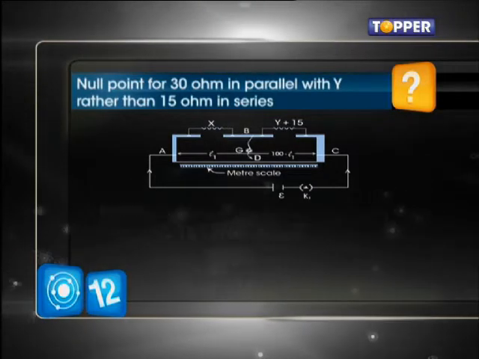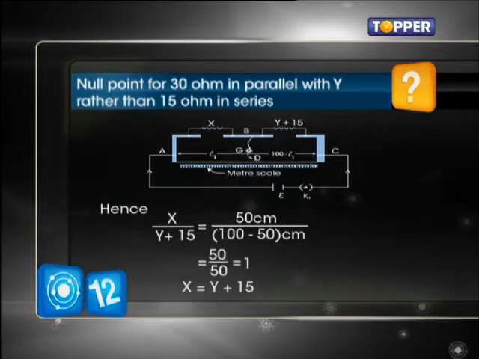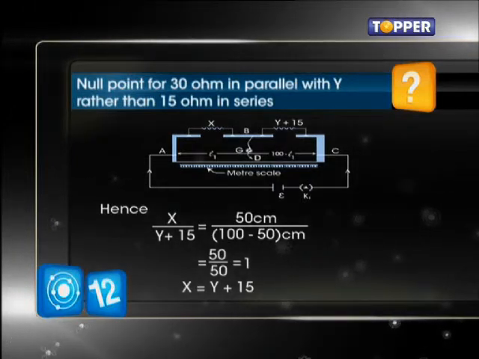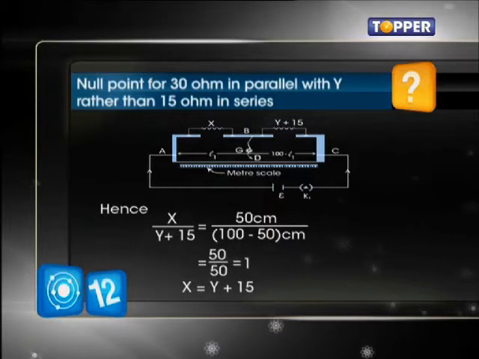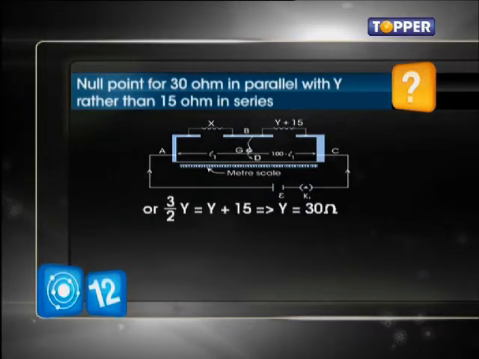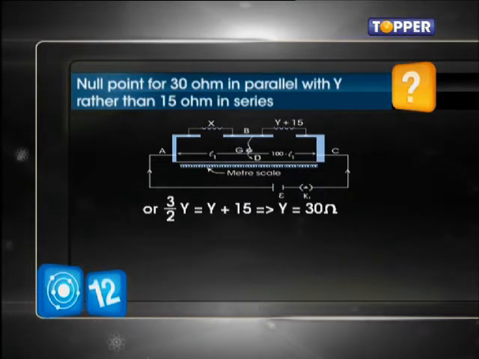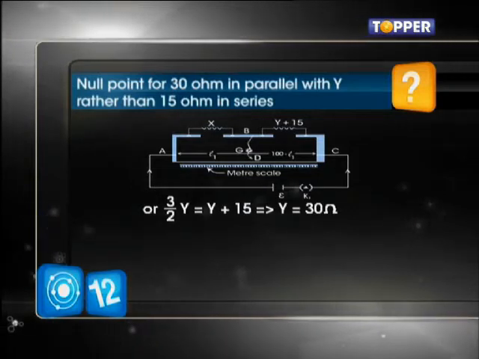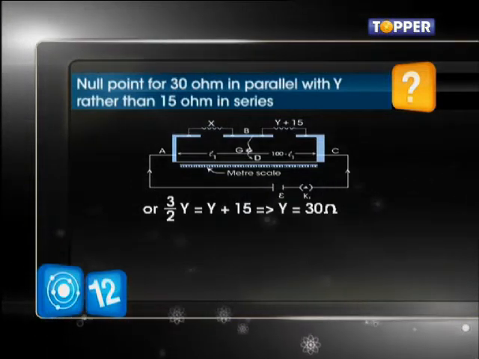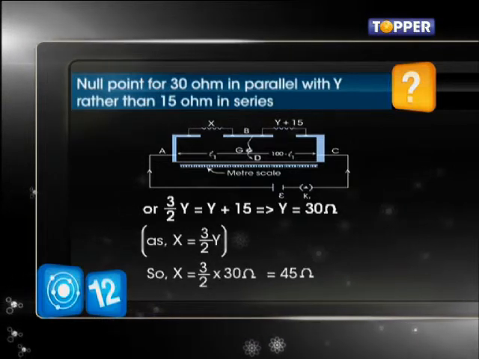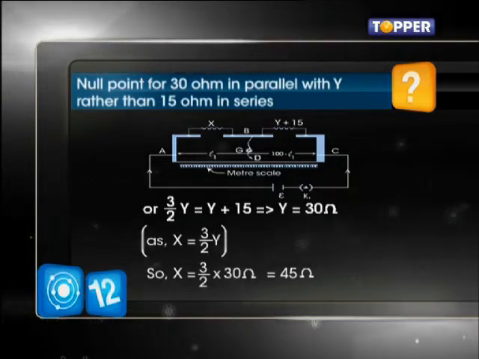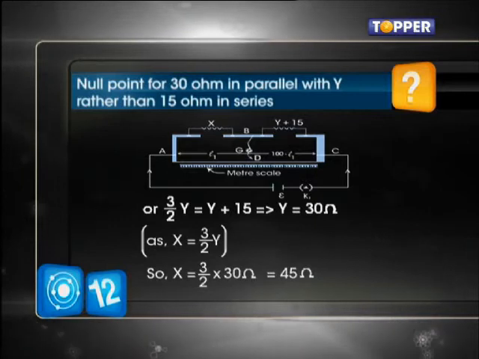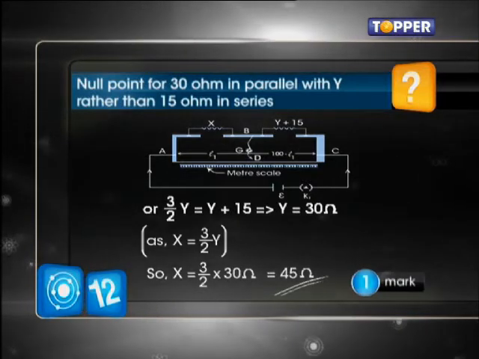Again, applying the balance condition, we get the relation X by Y plus 15 equal to 50 centimeters by 100 minus 50 centimeters. Now, after substituting the value of X from the above relation and simplifying it, we get the value of resistance Y equal to 30 ohm. Again, substituting the value of Y in the relation X equal to 3 by 2 Y and solving it, we get the value of resistance X equal to 45 ohm.